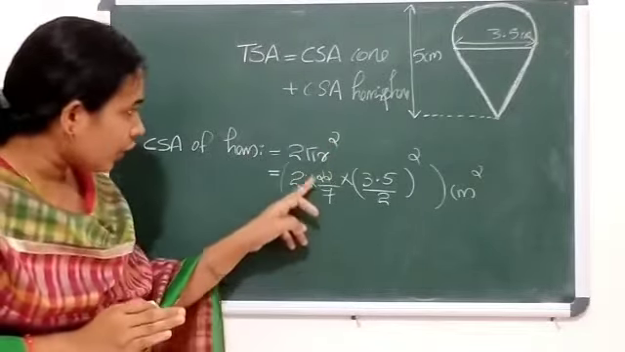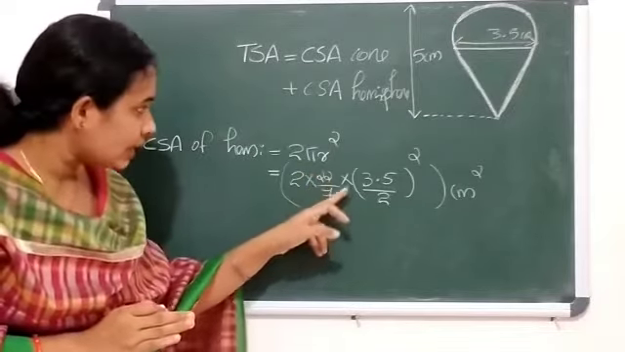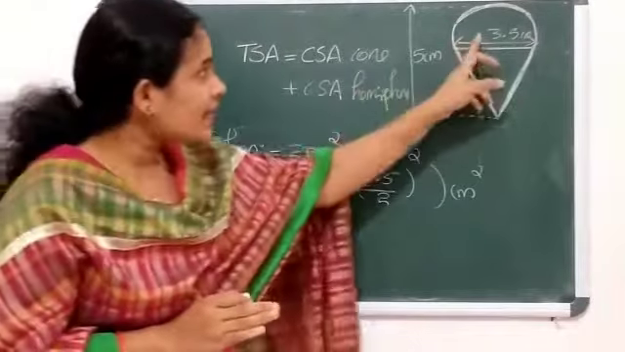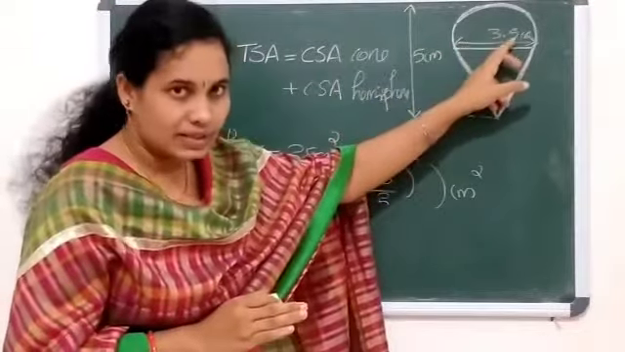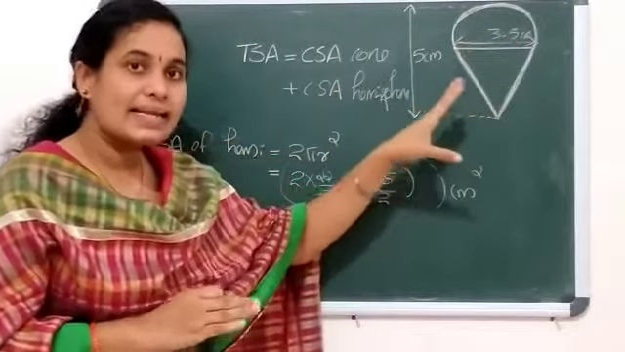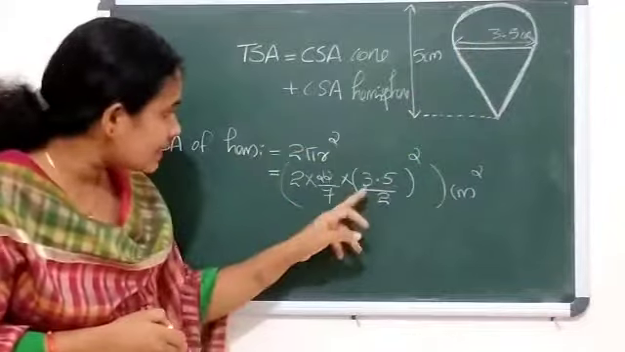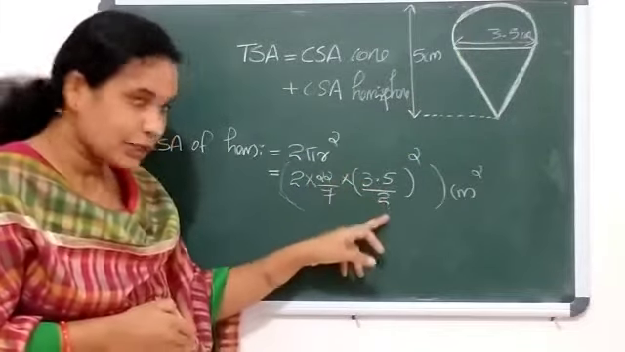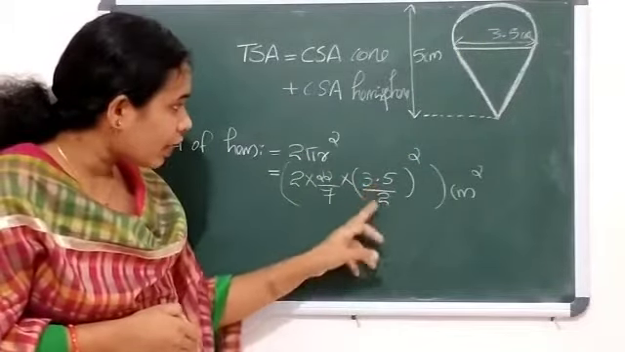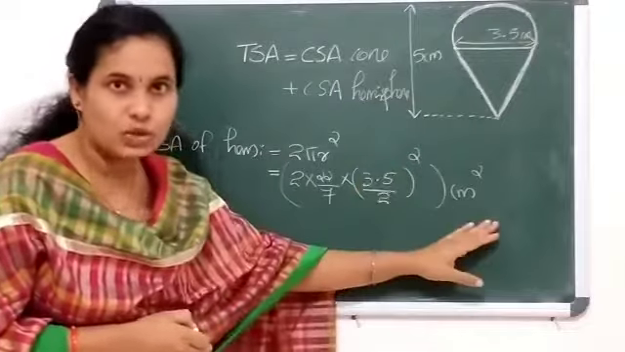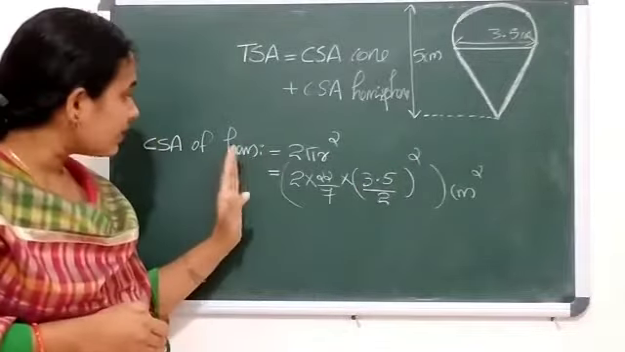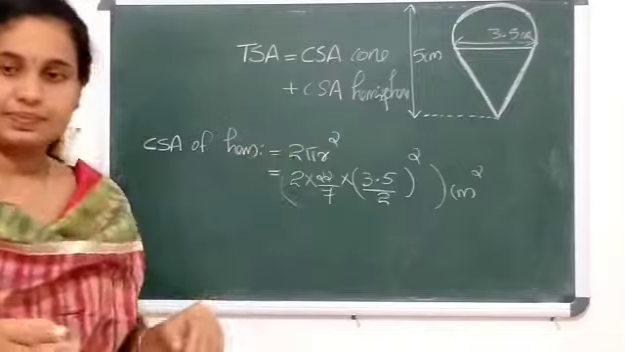That is 2 into pi value 22 by 7 into r square. What is r here? The diameter is given as 3.5 centimeters, so the radius r is half of 3.5, that is 3.5 by 2. R square means (3.5 by 2) whole square, that much centimeter square. That is the curved surface area of the hemisphere.